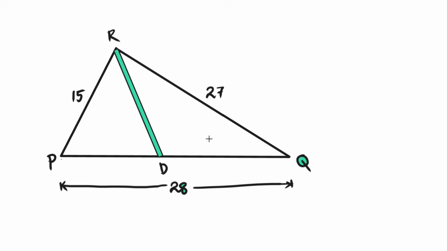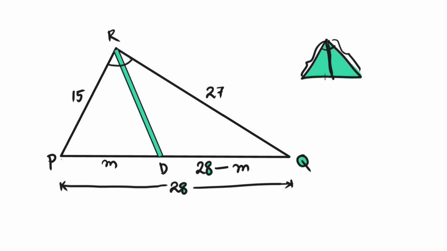The first thing we need to know is how the angle bisector divides the opposite side PQ. So let me call the length of PD simply M. Since the entire length of PQ is 28, the remaining portion, DQ, must be 28 minus M. Now, remember what the angle bisector theorem tells us. When an angle is divided into two equal angles by an angle bisector, that angle bisector divides the opposite side in the same ratio as the two sides surrounding the original angle.